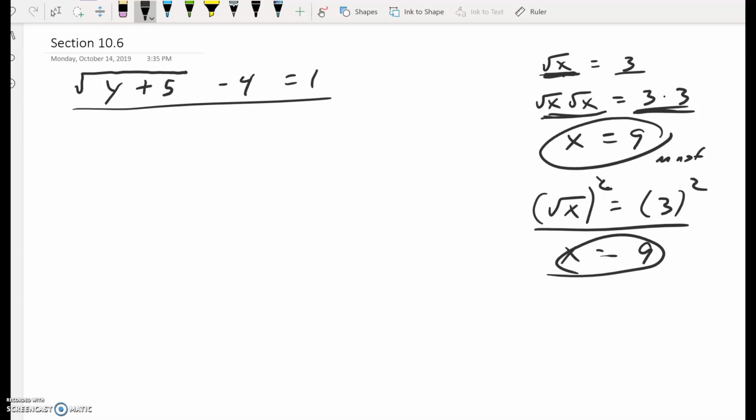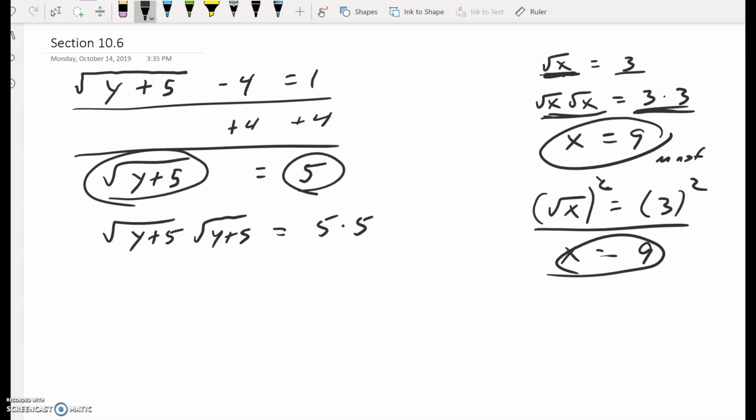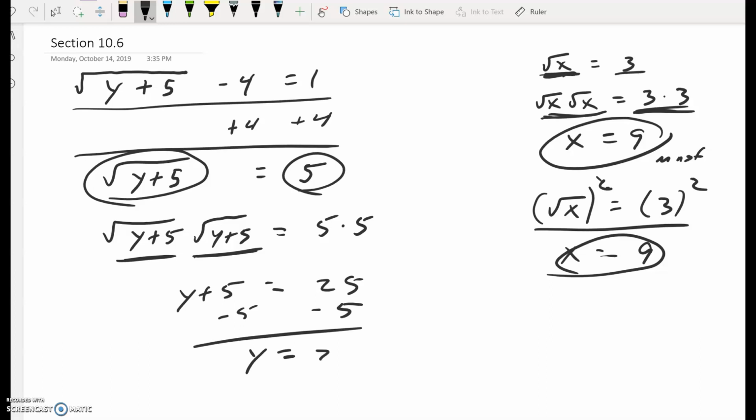You want to try to get the root by itself. So we can add 4 to both sides because the 4 and the 1 are not inside the square root sign. Now we can multiply each side by itself. Take the left-hand side and multiply it by itself, or take this to the second power, and take the right-hand side and multiply it by itself, or take this to the second power. The reason we're doing that is because we can look ahead and see this times itself is going to be y plus 5, which is 25. Subtracting 5 from both sides, we have y equals 20.